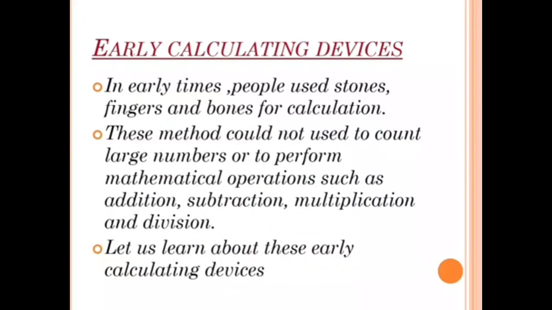As I said, the lesson name is History of Computers. Here we have to learn the earlier calculating devices. People in the olden days used to calculate using stones, fingers and bones. Here bones means animal bones. For addition or subtraction or anything, they used stones. This method could not be used to count large numbers or to perform mathematical operations like addition, subtraction, multiplication and division. A 2-digit number we can add easily, but a 6 or 7-digit number they could not do easily. So this method could not be used to count large numbers, and mathematical operations were also quite difficult.